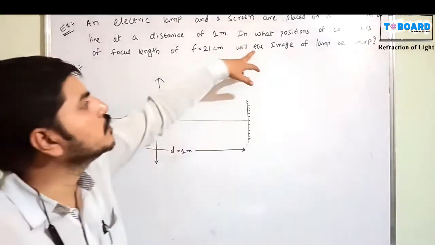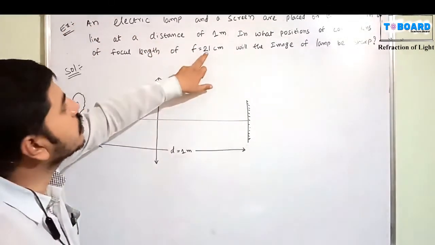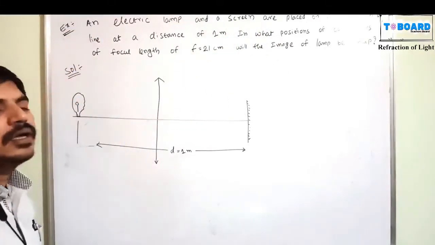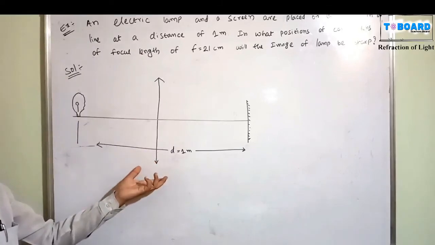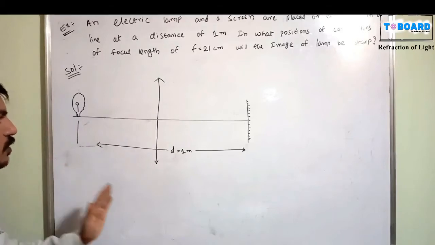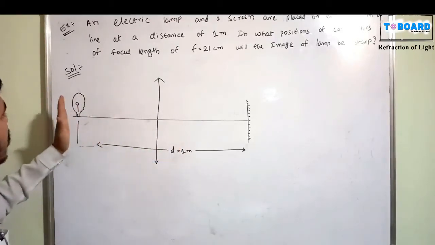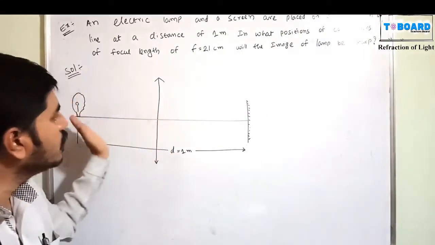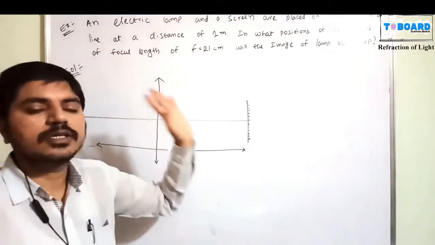Then, at what position of a convex lens of focal length f equal to 21 centimeters will the image of the lamp be sharp? Means, where should you keep the lens so that you get a sharp image on the screen? That is the main question. So what is the question they asked? They kept a 1 meter distance between the lamp and screen. Between these two, where you keep the lens, you will get a sharp image. That is the main question.